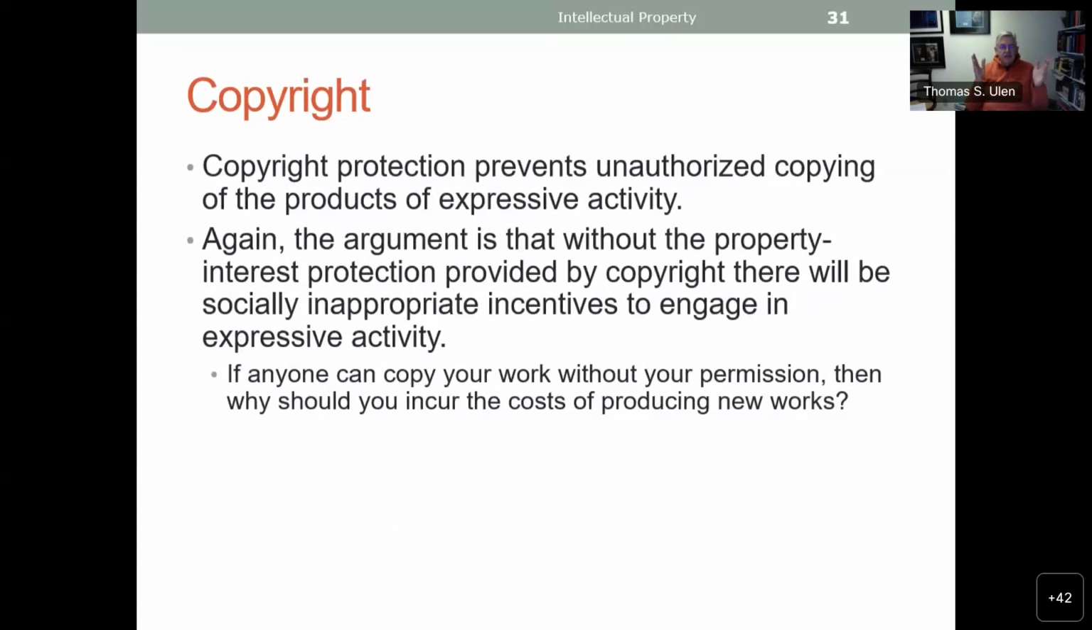The justification is the one we had for patents. Without some form of legal protection, people are not going to be able to realize the stream of revenues from selling their expressive activity unless the product of that expressive activity is protected by a copyright. If anyone wants to copy your work without your permission, then why should you incur the costs of producing new work? You will not. You're going to be a starving artist living in a small room at the top of a house, rather than a successful artist, as you should be.